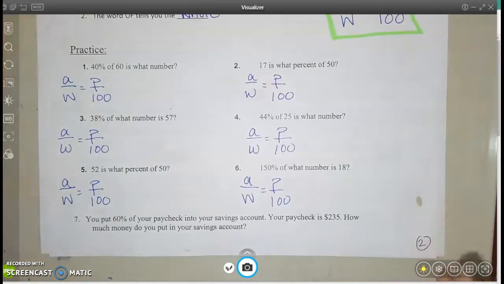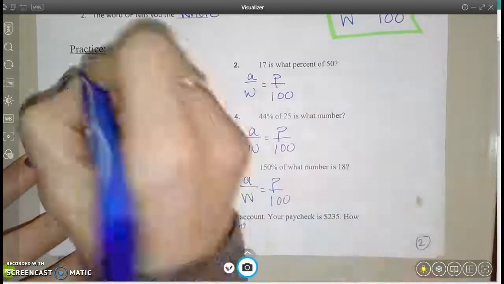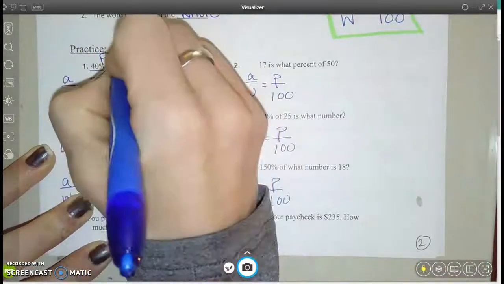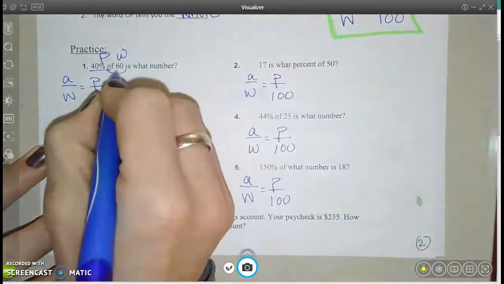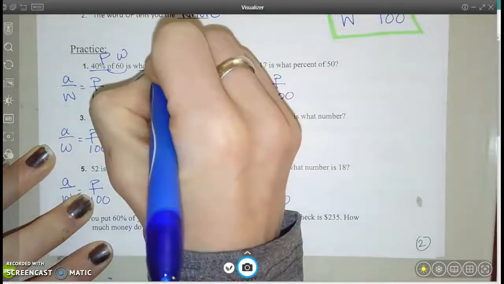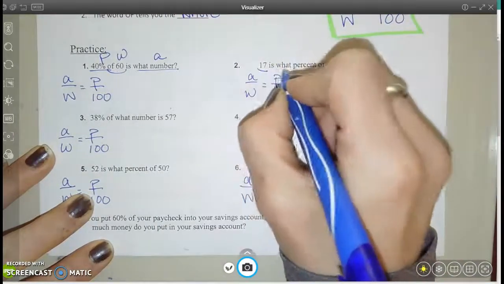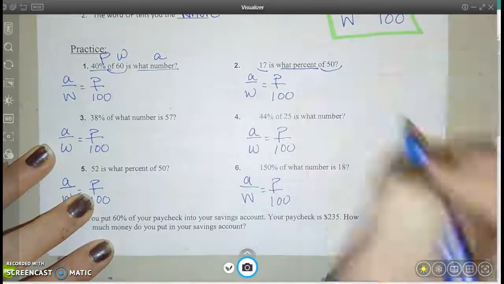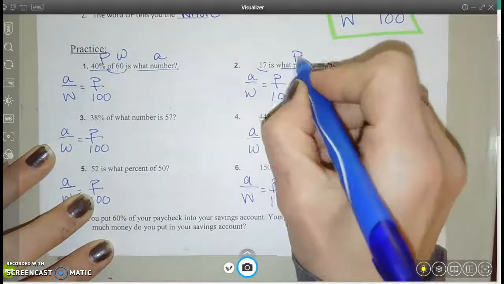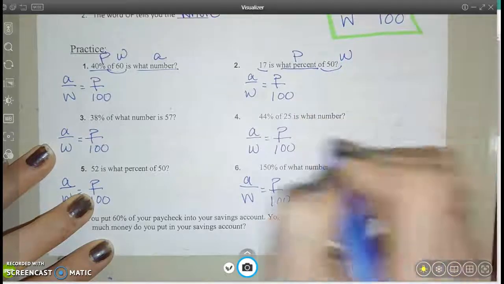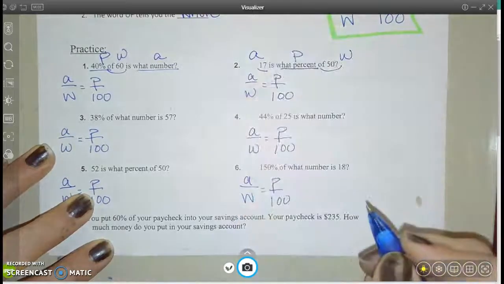Next thing we're going to do is label A and P and W. I'm going to read each one and put a little A or P or W by them. Percent, 40% is always P. "Of" is my clue that that's the whole. And "what number," I'm looking for A. Let's do another one. 17 is what percent of 50? Well, "what percent," I'm looking for P. "Of," the clue word, tells me 50 is the whole, so 17 must be the part.